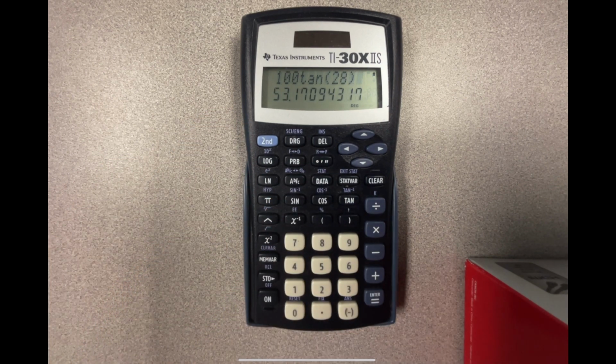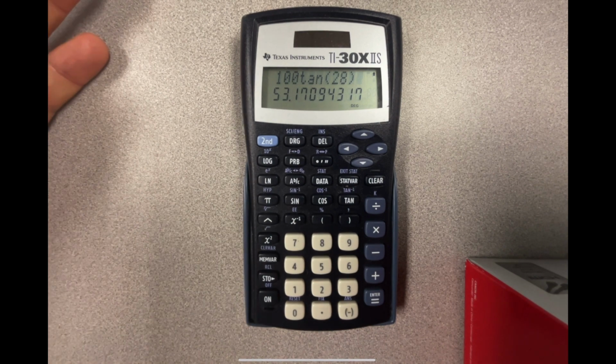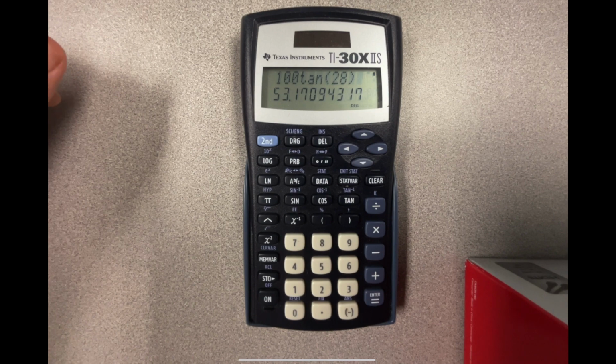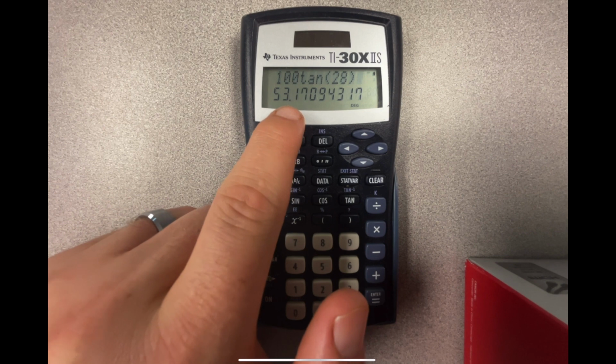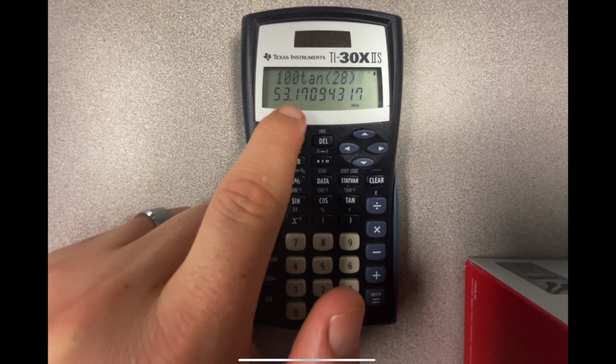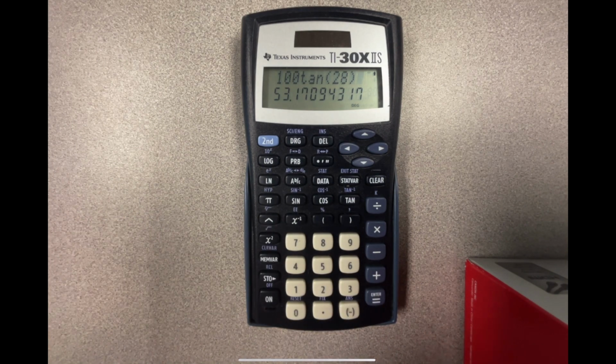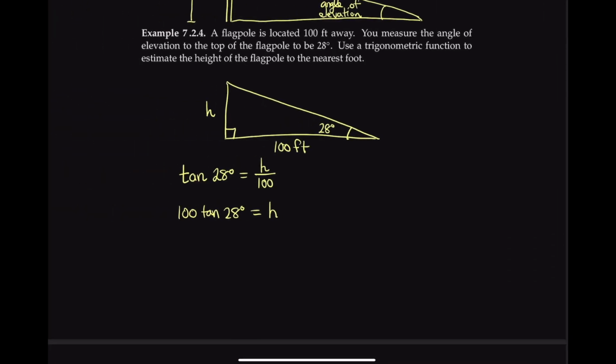I'll hit enter, and that will give me an approximation of the height of that flagpole. And we're supposed to round this to the nearest foot. So the nearest foot is this 3, and when I look at the next decimal place, which is the 1, I know I don't round up because that's less than 5. So I'm going to get 53 feet for my approximate answer. So let's go put that in. Okay, so our approximate answer here for h is 53 feet.